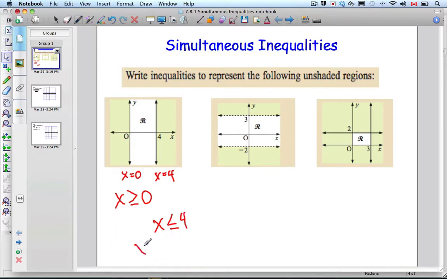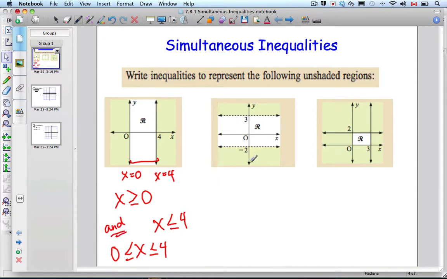Okay, so we could write this as one big sentence. We can go 0 is less than or equal to x, which is less than or equal to 4. And I always read that as it's between 0 and 4, which makes sense because that's what's happening there. And the word that goes in between them is and. It's got to satisfy both those conditions, as and.